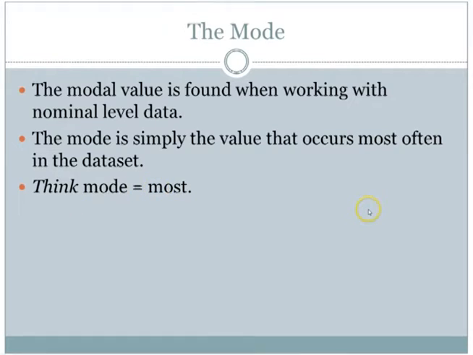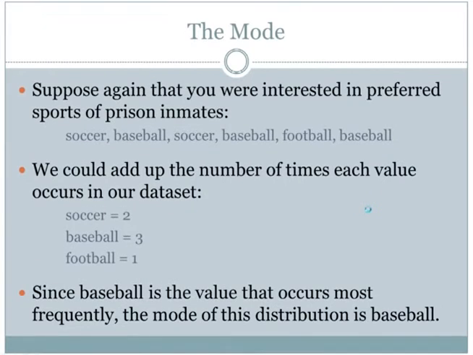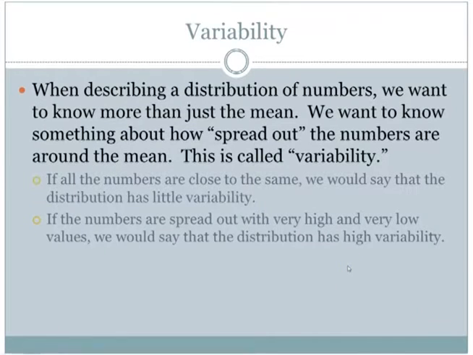M-O-M-O. Mode is most. So back to our sports example: soccer, baseball, football, baseball. We could find the mode of these data. So soccer occurs twice. Baseball 3 times. Football occurs once, so the value that occurs the most frequently, which is the mode, is baseball. So on average, what sport do these students like? Baseball. Right? So it's the best we have to reflect what we have there.